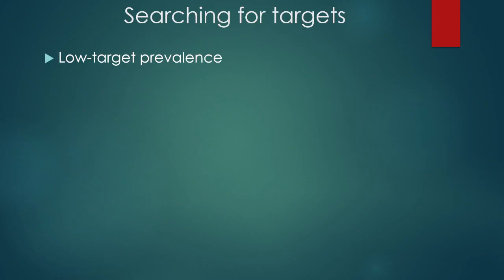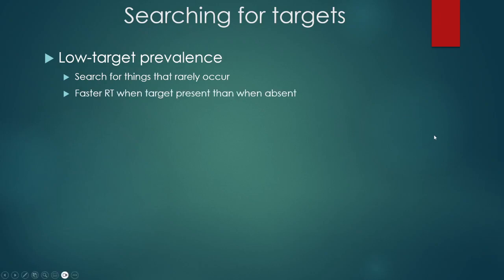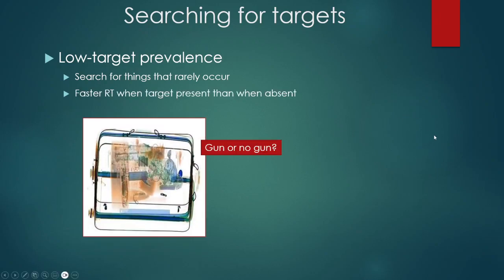I just thought I'd throw this in. I don't know if this is entirely as relevant as it could be, but searching for targets when there aren't that many targets to be detected, right? So when you're searching for something that doesn't always happen, and in fact maybe rarely occurs. So here, I'm going to show you a picture. Okay, here we have a scan from the airport, right, TSA, and you're looking to see if this, I said gun or no gun, but it could be knife or some kind of weapon. There's a weapon in that thing or not. You're not readily seeing it, so you have to really look.